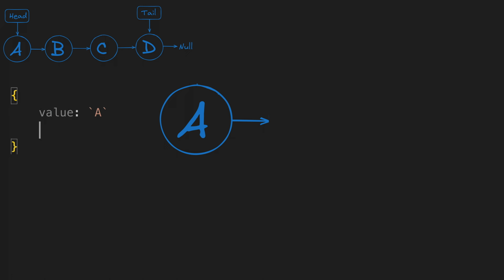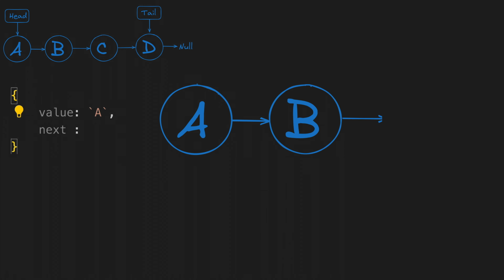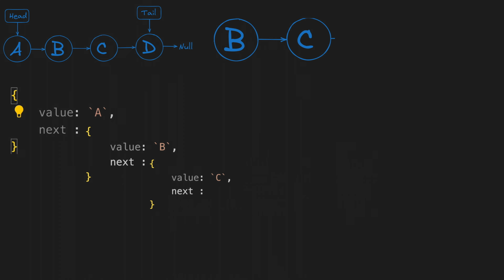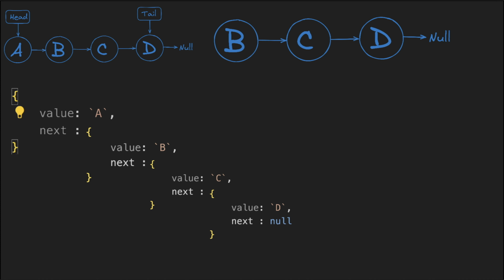So our first node has a value of a and b is next to it and it points to b. So how do we point this to b in code? We just say next is equals to b node. Similarly, b has a value of b and its next is c and c's next is d. JavaScript does not have a built-in linked list. So let's build it from scratch.